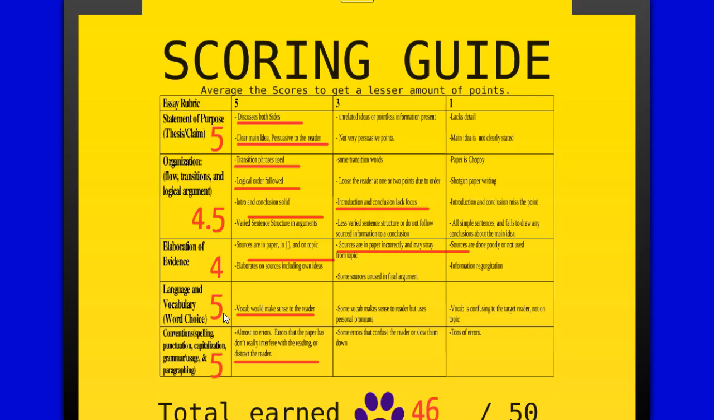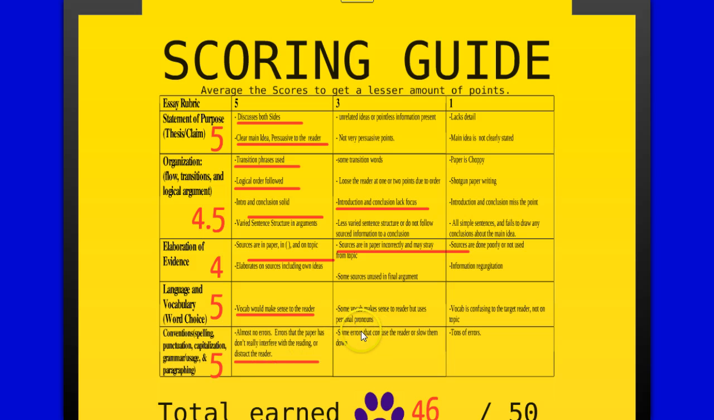Next is language and vocabulary. No pronouns, no contractions. Make sure that the vocab that's used is on topic. That can be right here, I'd say 5. And then conventions and spelling, almost no errors. Errors that the paper has don't really interfere with the reading or distract the reader. A lot of you get a lot of points this way because this is key to me.